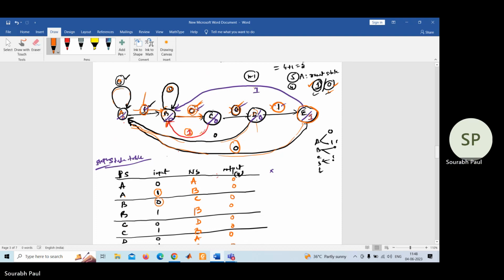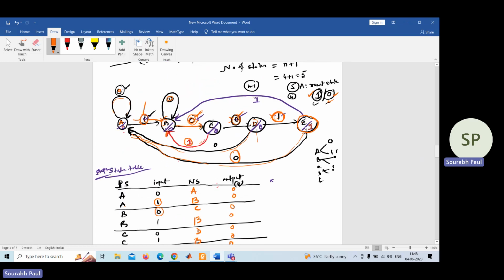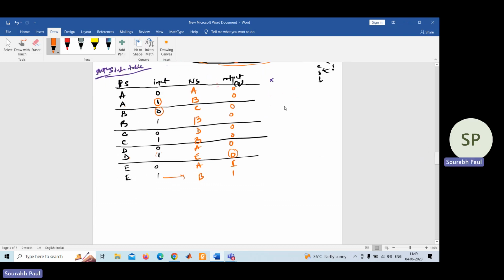For example, from D to E we are moving, and at that time the input was 1. What output have we written? We have written the output of 0. Why? Because we are coming to E. So if you are coming to E, then your output will not be 1. If you are moving from E to another state, then only you need to write output of 1. So that you need to remember in case of Moore model. Okay, now after that, what we need to do? We need to replace each of the states, meaning these variables A, B, C, D, E, by some binary digits. Okay, now you need to understand one thing.